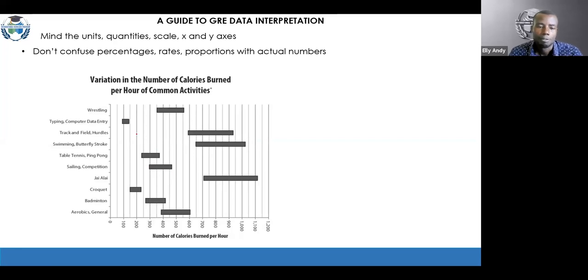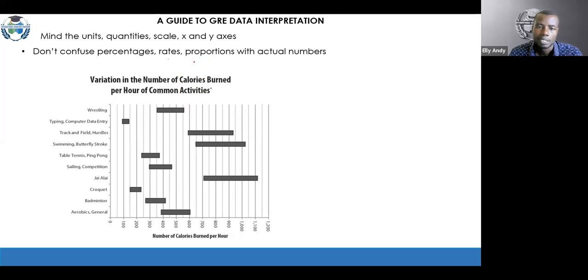Okay, so I believe you have seen what it's talking about in the y and x-axis, the units, and so on. And that brings us to this point. Don't confuse percentages, rates, proportions, and actual numbers. Now, this is a tip that applies to all GRE quant questions, but we point it out here because many questions will be featuring percentages, rates, or proportions.